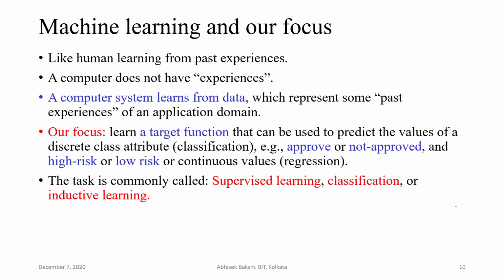That can be used to predict the values of, as I have showed you, a discrete class attribute, considered as classification, for example approved or not approved, maybe high risk or low risk. Or continuous values, what we call regression. Okay. So this task is commonly called supervised learning, or classification, or inductive learning. One by one we will see that.